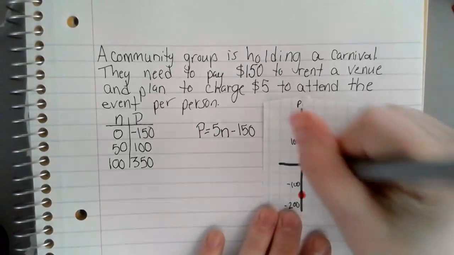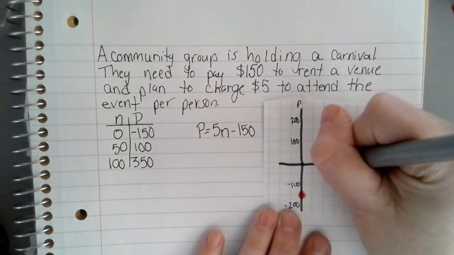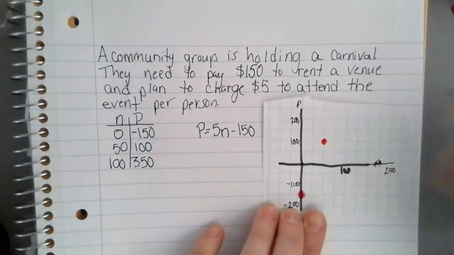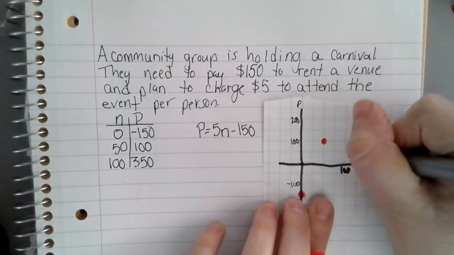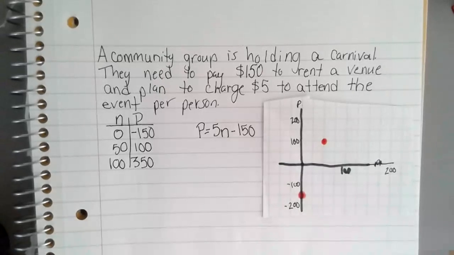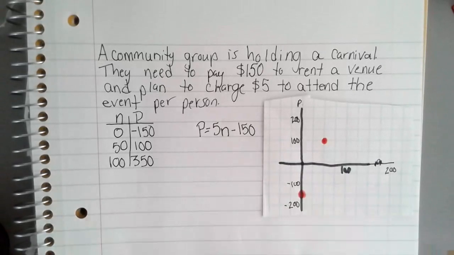If 50 people attend my event, I'm actually making $100. If 100 people attend my event, well, technically it goes off my graph here, but you can see that there is a bit of a difference. So a couple things to consider here. One of which is, would this actually be linear? And yes, it would, because technically speaking, you're seeing an increase of 5 per one person.